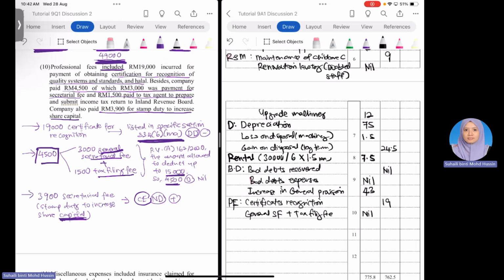But the reason why the company paid the secretarial fee is to increase the share capital. When you want to increase the share capital, this is capital expenditure lah. So it's capital expenditure, not listed in any specific section, so the amount is not allowed for the deduction. Okay, we added back 3,900 ringgit.